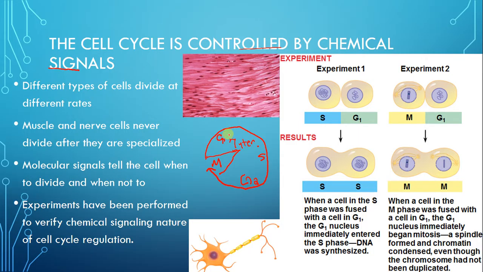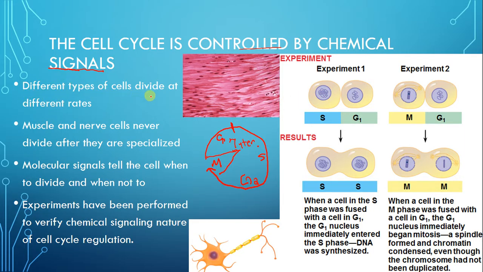To move from G1 to S to G2 to M, these signaling molecules are required to make sure that everything in the previous stage is completed before moving on to the next, and to make sure that the external and internal environment is conducive, is ready for cells to divide.